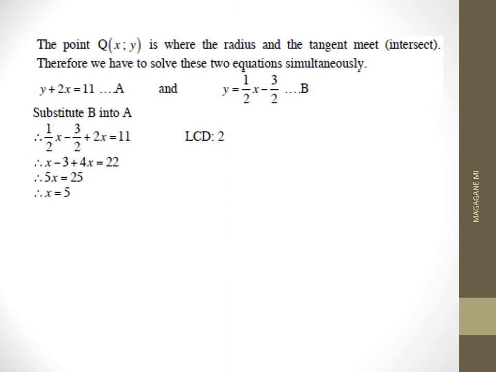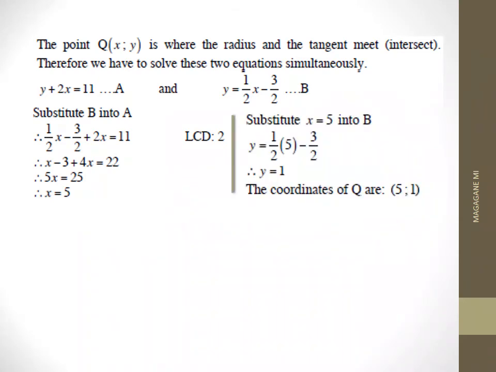Therefore, we can substitute our x value to find our y value. So we substitute into B, x equals 5. You can also substitute into A. You still get the same y value. Therefore, y equals 1 over 2 times 5 minus 3 over 2. Therefore, our y equals 1. Don't forget to write the coordinates of Q, which are 5, 1. So we found the coordinates of Q.